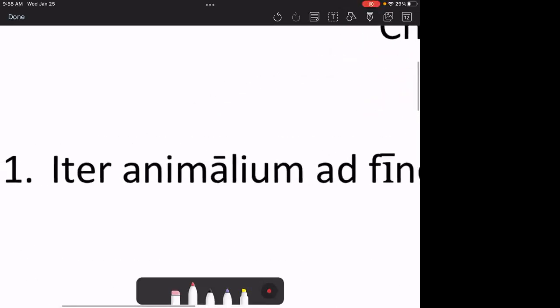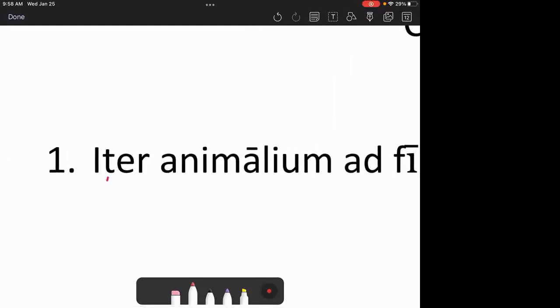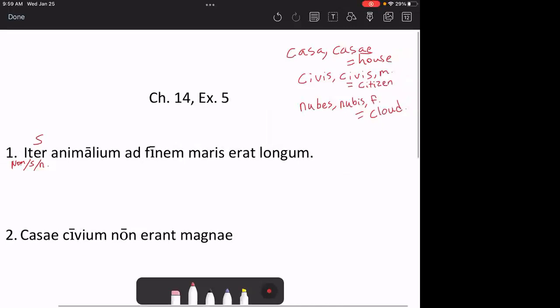So iter animalium. Okay. Iter only has one parsing option, right? That form, well, it's neuter, so it has two options. It's either nominative or accusative. Given that it's in the first place, it is nominative, singular, and like I just said, it's neuter. So that is our subject, iter animalium.